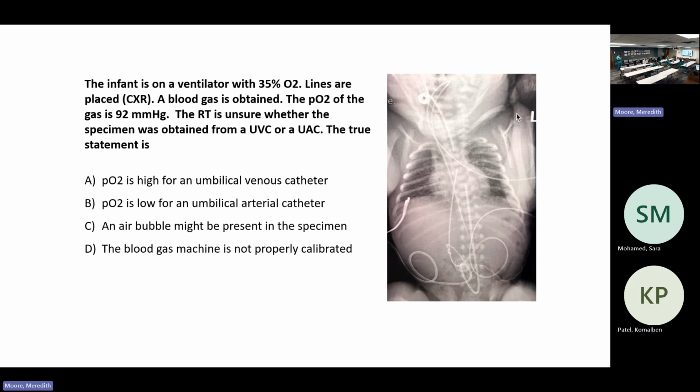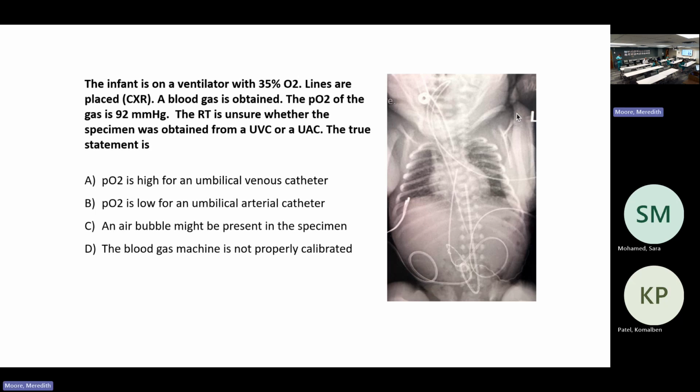This is an infant who is on a ventilator, 35% oxygen, lines are placed, a blood gas is obtained, the PO2 is 92. The respiratory therapist is unsure whether the specimen is obtained from an umbilical venous catheter or an arterial catheter. The true statement is, so look at the X-ray, what it is.